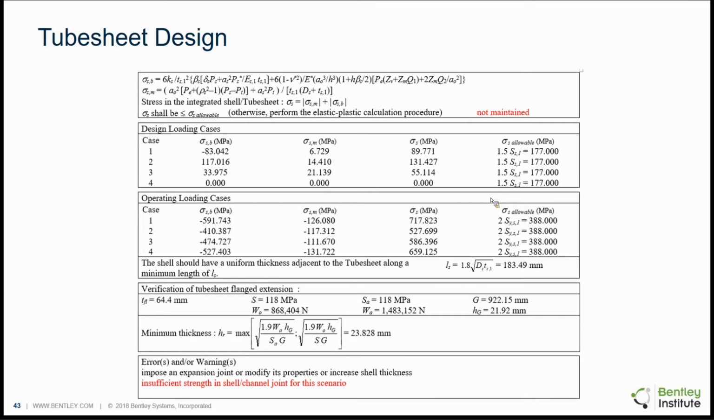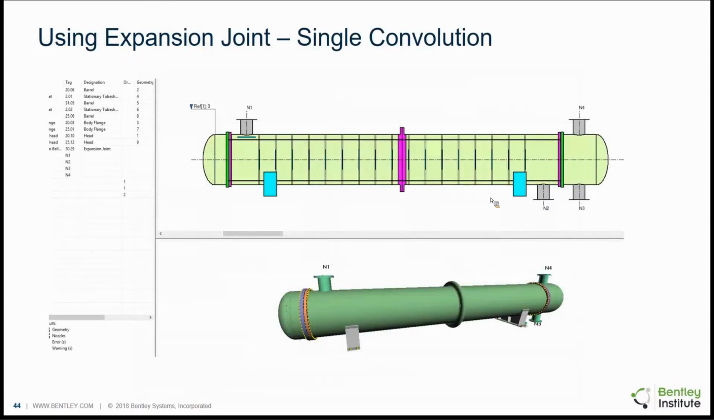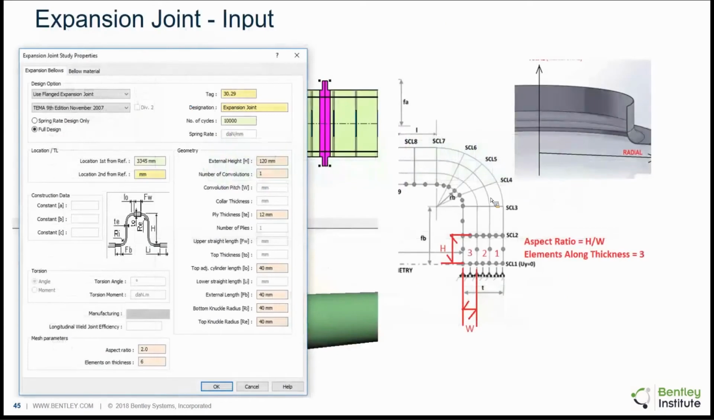So with that in mind, let's stick in an expansion joint. So we will model it with an expansion joint. We go back to that initial screenshot which I showed you. We select TEMA 9th edition. There are 2 options. Either you can do a simple spring rate design only, or a full design where you actually get to design for the stresses.